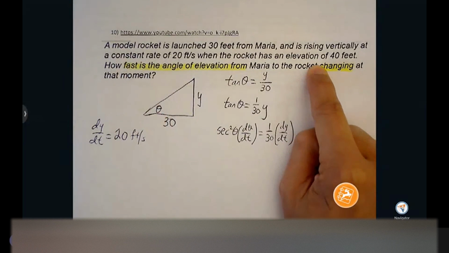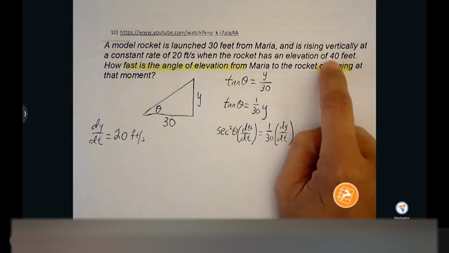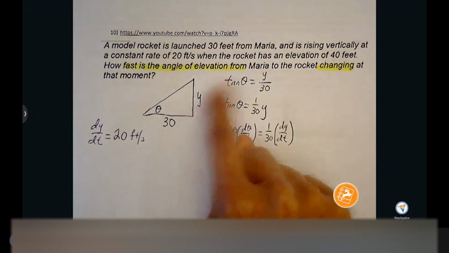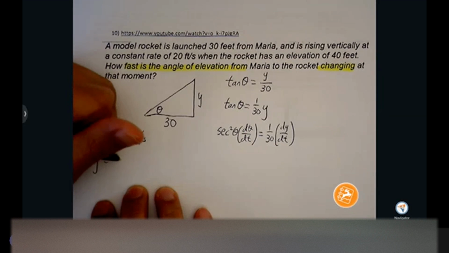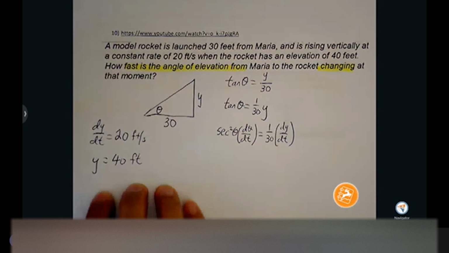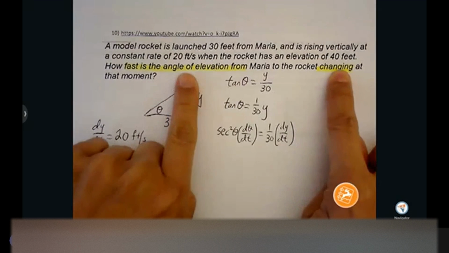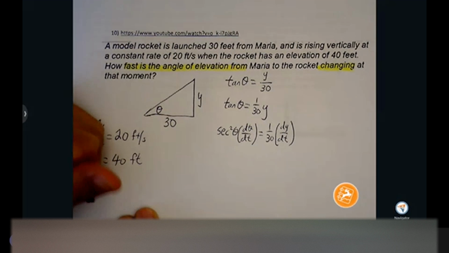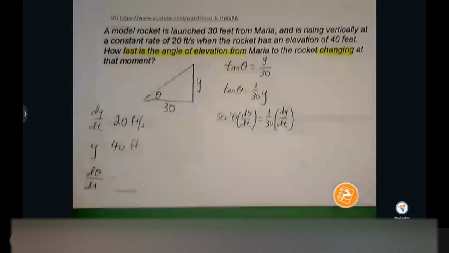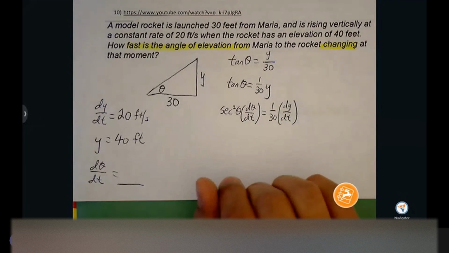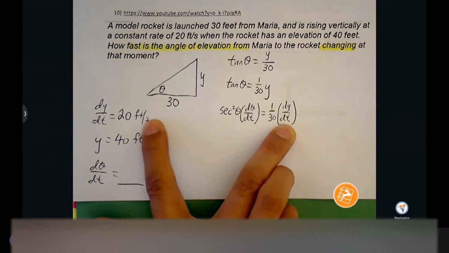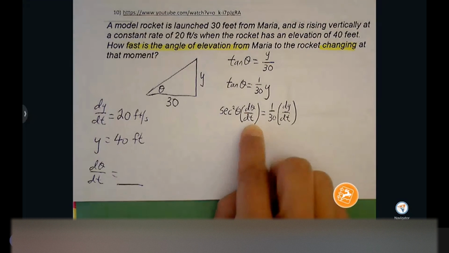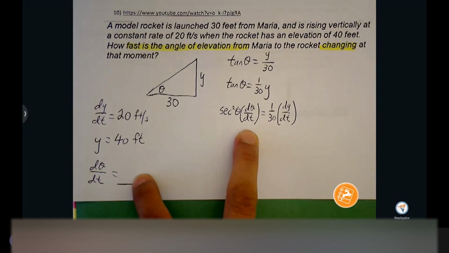When the rocket has an elevation of 40 feet, so this is a moment in time, right? We don't want to include it at the beginning of the problem, but now we're just looking to gather some information here, a moment in time, 40 feet. How fast is the angle of elevation changing? So we're looking for d theta dt. So let's look here. dy, have that information, we're ready. D theta dt, that's ultimately our goal, which we're going to be solving for.